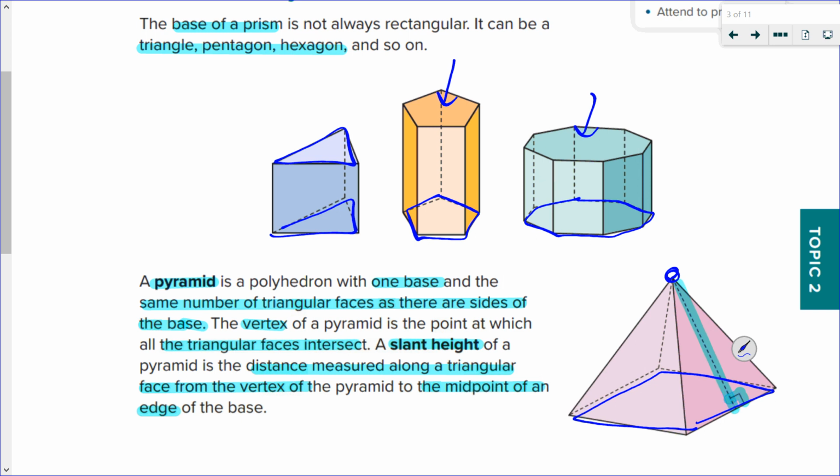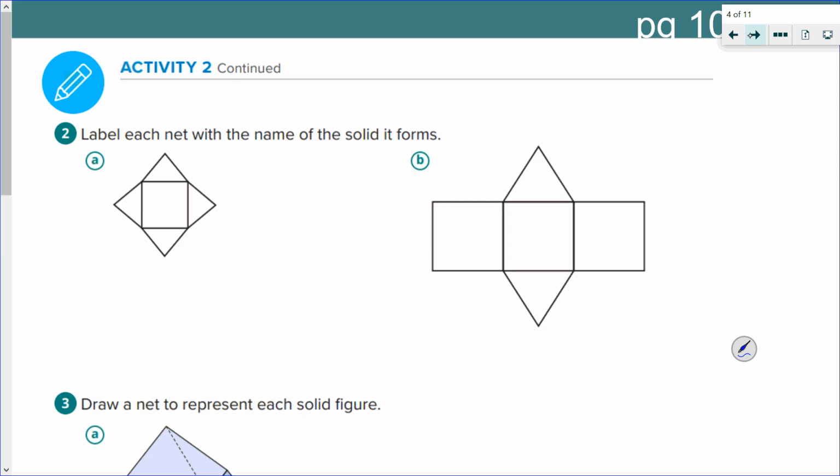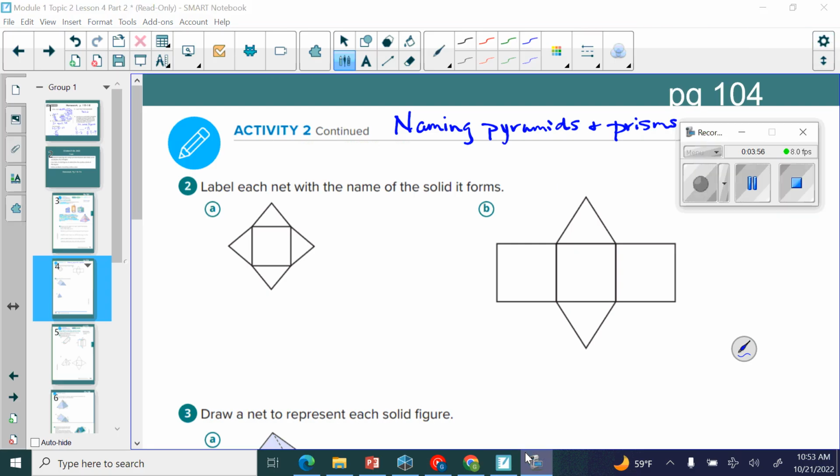Are we good so far? Following? Okay, our next page. Go to page 104. Let me add some notes here for you as well. We are recording. Should be. I did. Now you've got me wondering. Let me just double check. No, we're going.